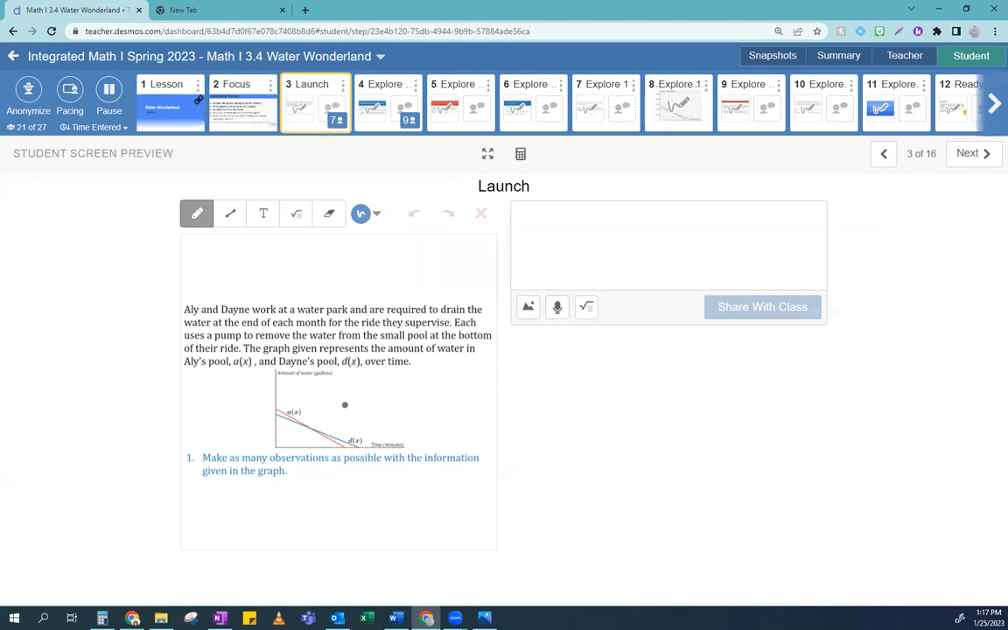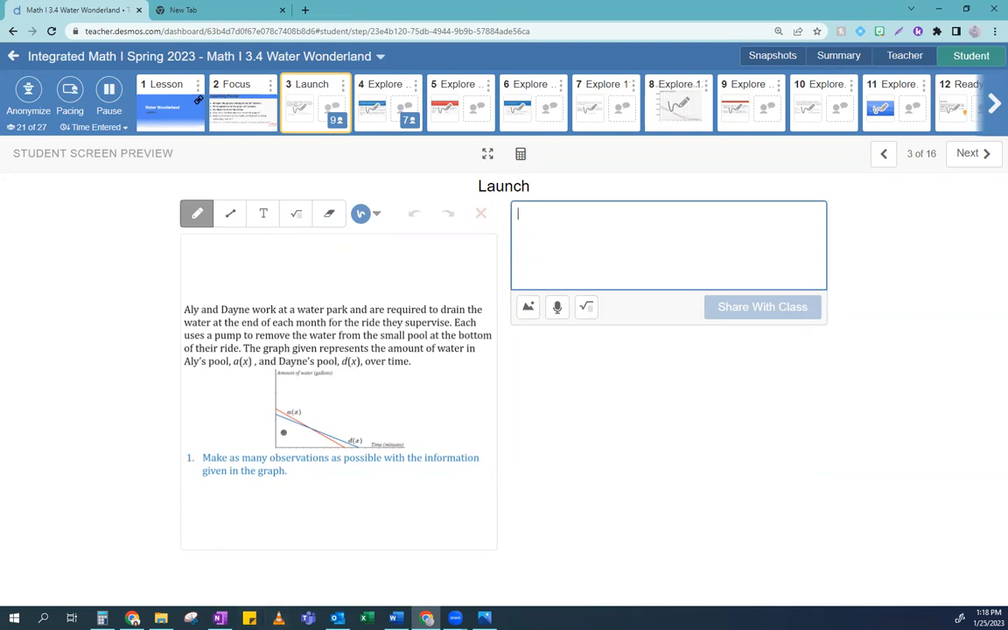All right. So can you share some of the observations you guys made? The red line decreases. One line is steeper. I like this. Man, you guys went through a lot. The amount of water in Allie's pool crosses with the amount of water in Dane's pool. Is that true? Oh yeah, look, they cross. You're right. Someone said they intersect. Very good.